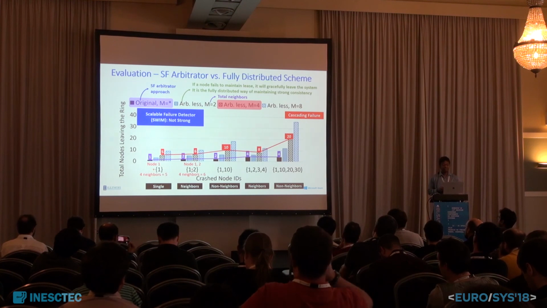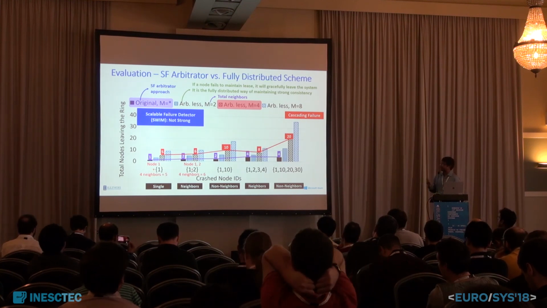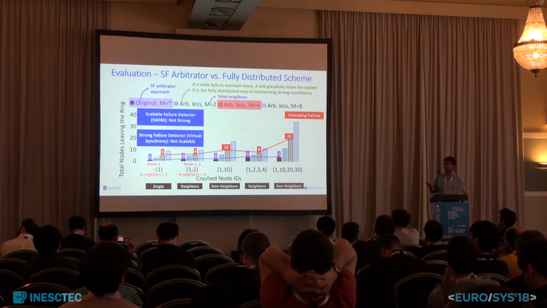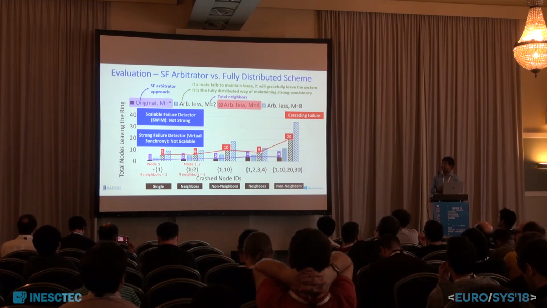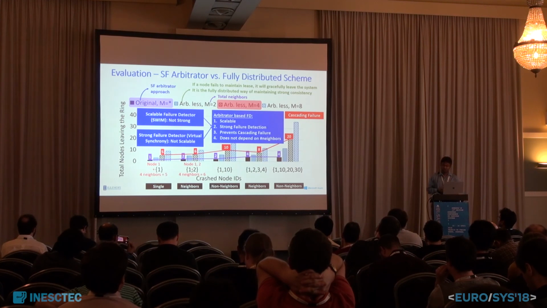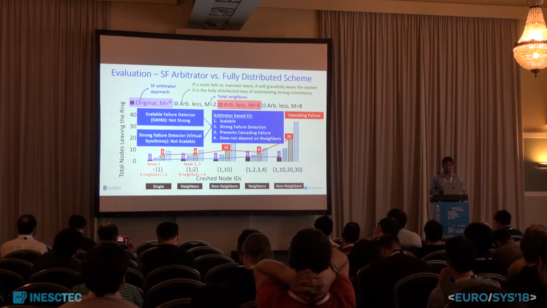There are some scalable failure detectors, like SWIM, which are not strong. There are also some strong failure detectors, like virtual synchrony, which are not scalable. But our arbitrator-based failure detector is scalable. It is a strong failure detector. It prevents cascading failure, and it doesn't depend on the total number of neighbors.